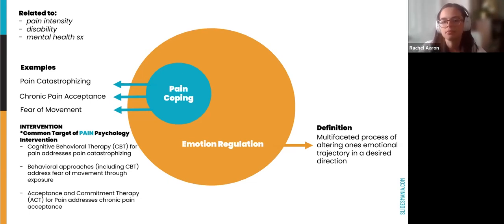So everyone here is familiar with having an emotion that isn't so comfortable and trying to do things about that emotion to feel less of it, or possibly to feel more of it in the case of feeling more positive emotion. So emotion regulation is a general construct that relates to how people are managing their emotional experiences, generally speaking.